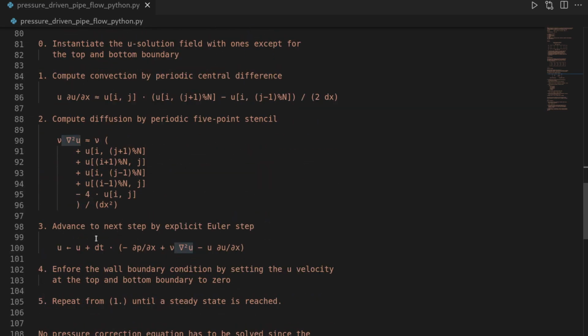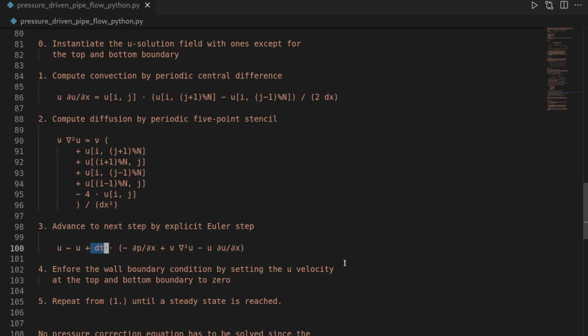And then we can use an Euler discretization in time in order to advance our solution by saying the solution at the next time step is the solution at the previous time step plus the time step length multiplied with the collection of these terms here. And then we can enforce the wall boundary conditions, and we don't have to explicitly prescribe the periodic boundary conditions because they are already prescribed by using the periodic versions of our approximations to the spatial derivatives. And then it's basically just a time loop, and we will repeat the process 1, 2, 3, 4 until we reach steady state. And this is then the Hagen-Poiseuille parabolic profile that we will see.